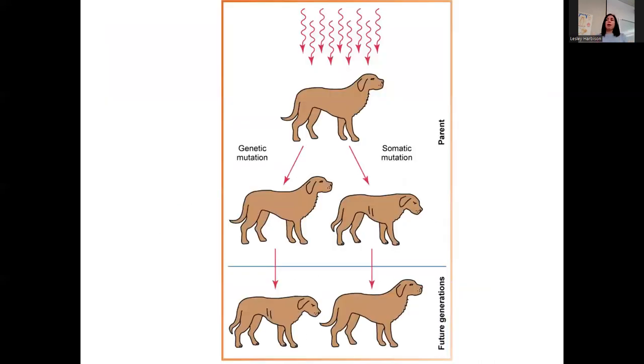Here's this picture that breaks it down very easily, in a visual. You have radiation to the dog. If it's causing genetic damage, the dog is going to be fine, but their offspring will be affected, and their health could be affected. If the radiation is affecting somatic tissue, a somatic mutation, the one that's getting the radiation will get the effect, but their offspring will not be affected.